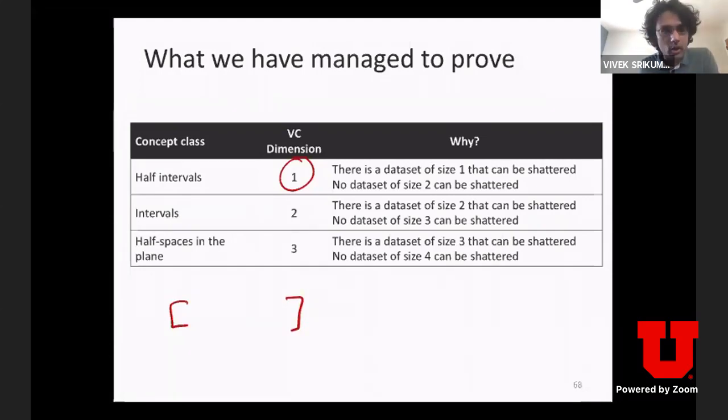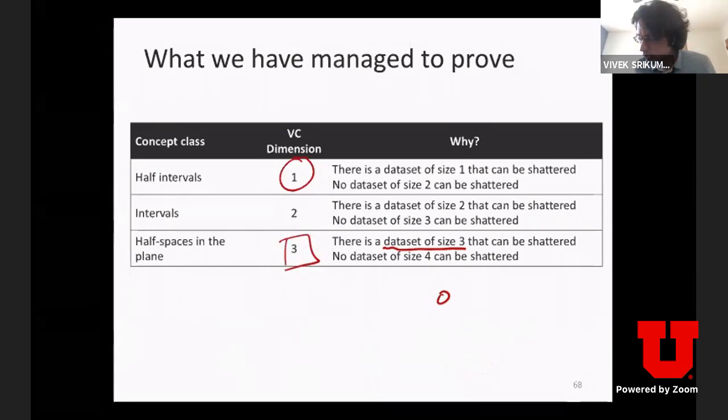For half spaces on the 2D plane, the VC dimension is 3. There is some data set of size 3, one arrangement, in particular the triangle, that can be shattered. And by considering the various cases in which 4 points can exist on a plane, I showed that no data set of size 4 can be shattered. So the VC dimension of half spaces is 3.